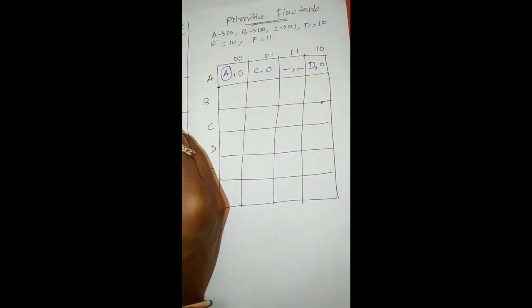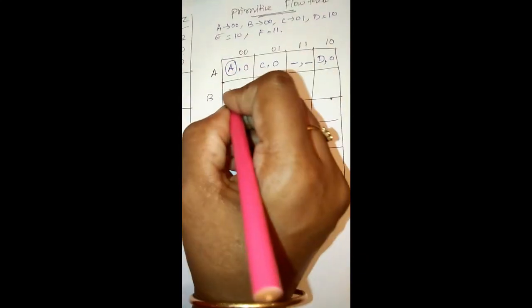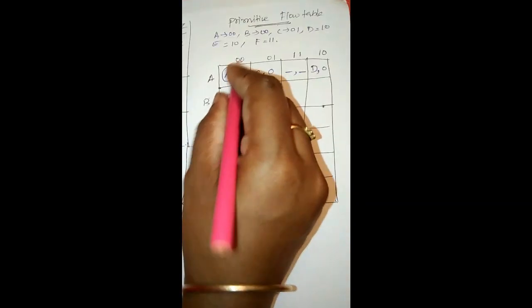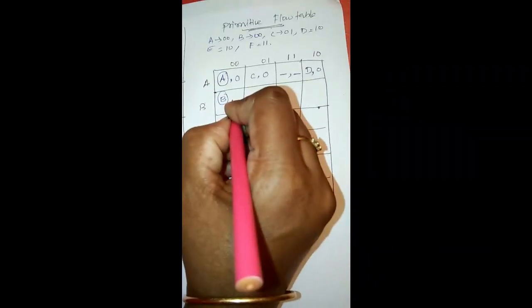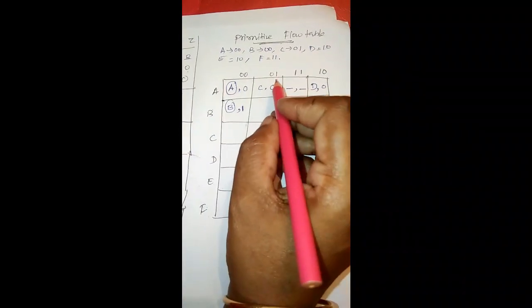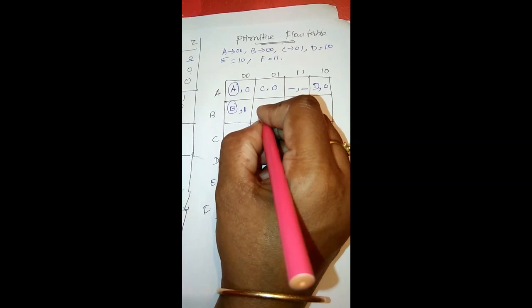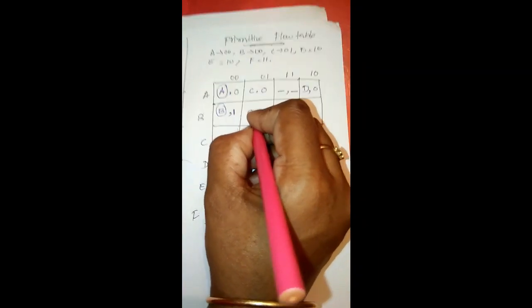Now coming to B. So B, when it is 0, 0, it goes to B itself, right? So B, when the input is 0, 0, it goes to B itself with the corresponding output being 1, right? So B goes to 0, 0 goes to 0, 1, 0. So 0, 1, 0 is your C. So I'll write it as C over here, and its corresponding output is 0.